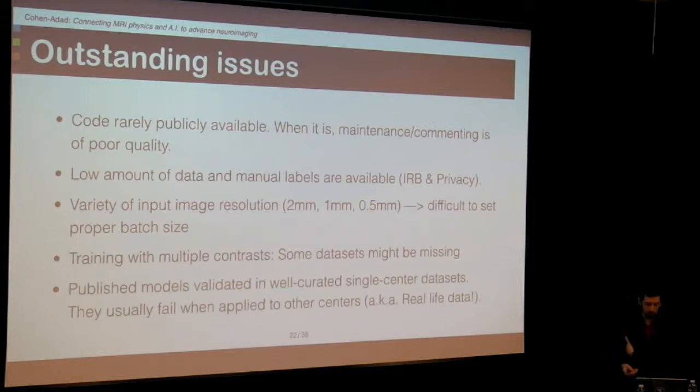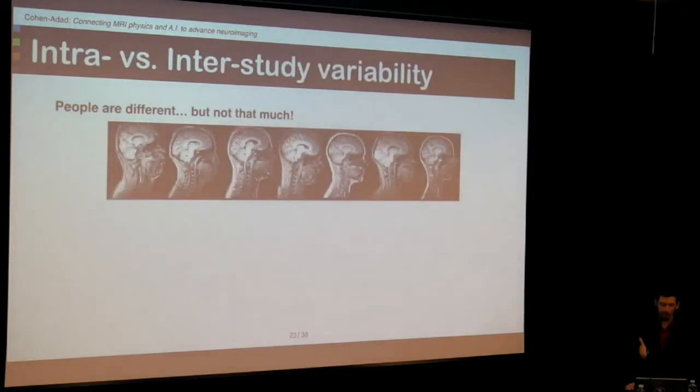And when we look at papers, and our lab is part of it, usually models are trained and validated on well-curated single-center data sets. And when people try to apply those models in other centers, it usually fails. And when we look at it more closely, people are different, but not that much. So that's an example of different T1-weighted MPRAGE MR sequences. It's the same sequence that has been applied to different subjects, right? So you can see that the shape is different, the brain is a bit different, but the contrasts are pretty much the same.